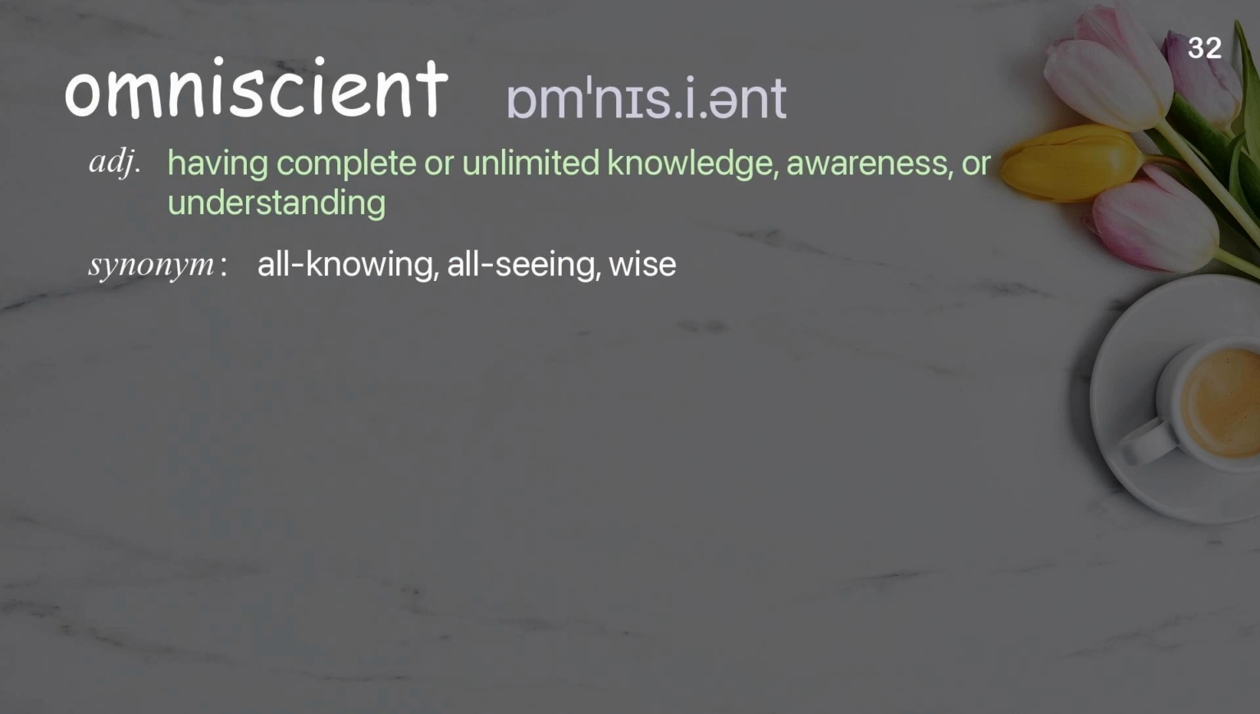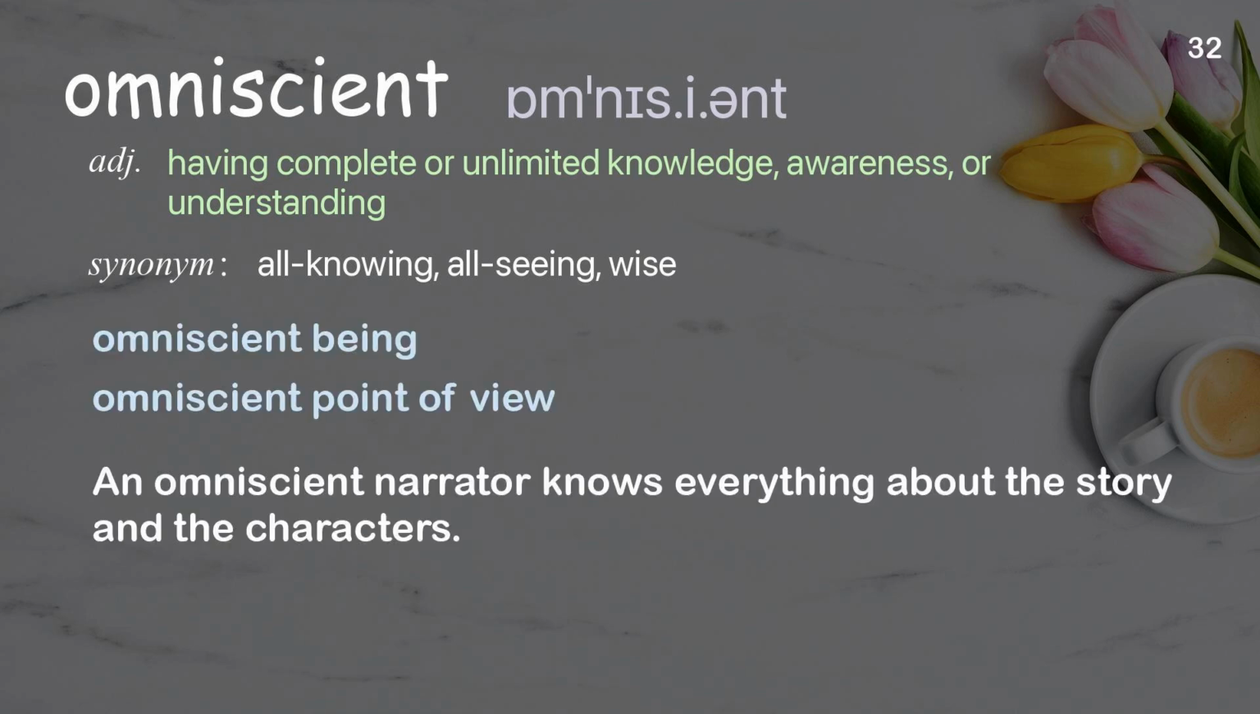Omniscient. Having complete or unlimited knowledge, awareness, or understanding. Examples: Omniscient being, omniscient point of view. An omniscient narrator knows everything about the story and the characters.